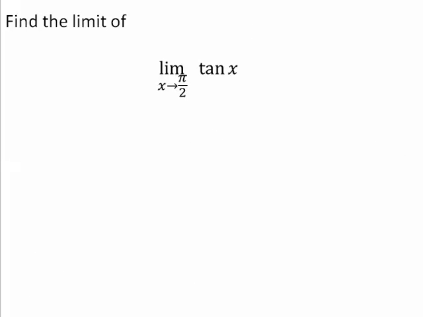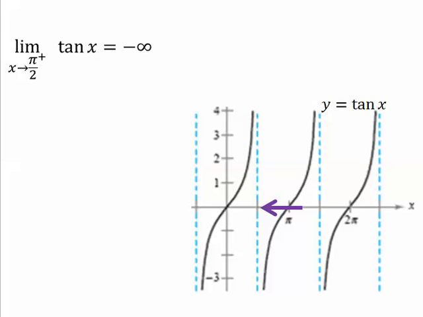Find the limit of tangent x as x approaches pi over 2. Probably the easiest way is to just sketch yourself a graph of tangent. Where does tangent have its asymptotes? Is there an asymptote at pi over 2? Yes, tangent does have an asymptote at pi over 2. And as x approaches pi over 2 from the right, the graph is headed downward. And so the answer is negative infinity.